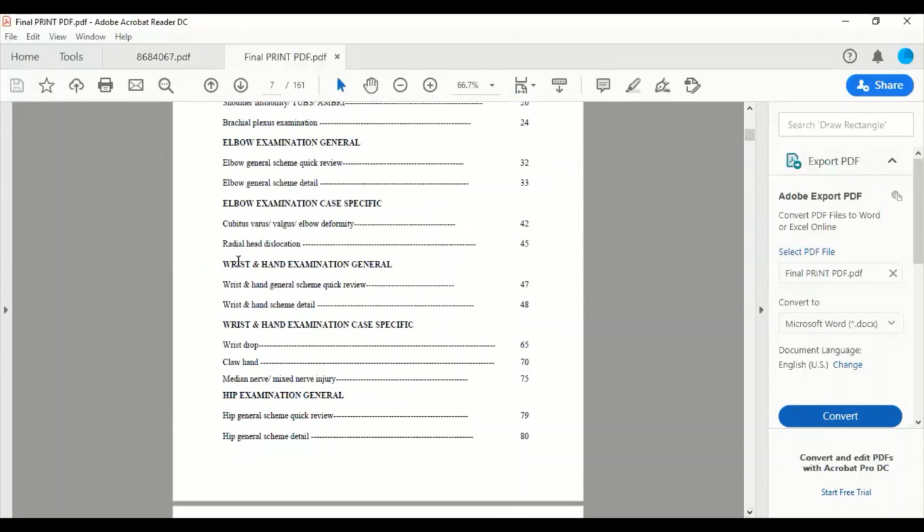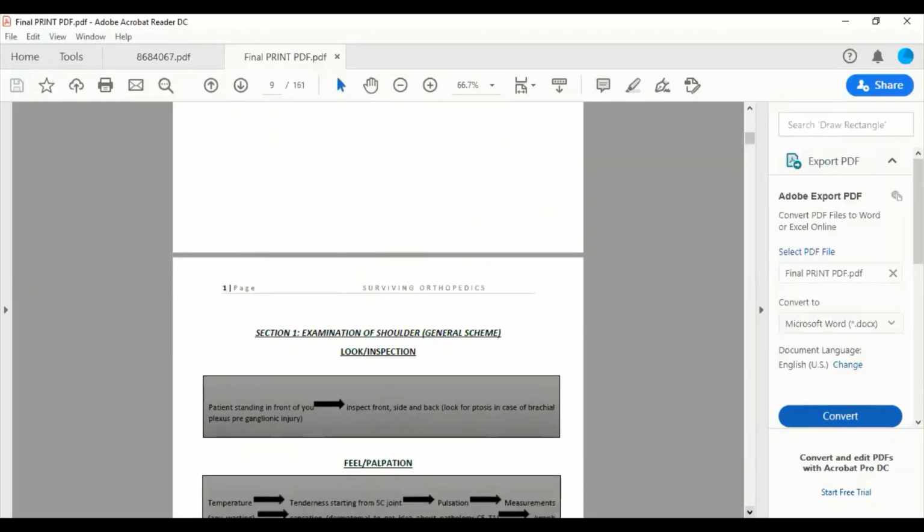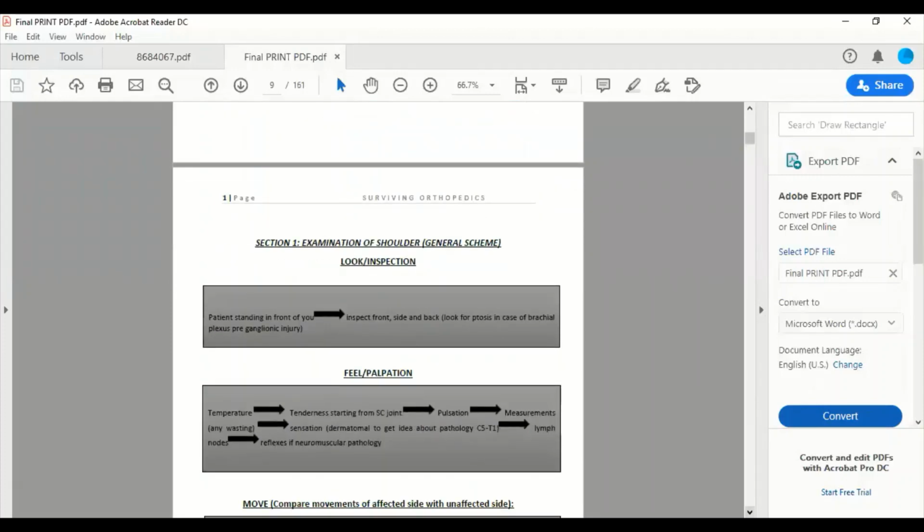Like this, there is a wrist examination. We have done the wrist examination general, wrist examination case specific, nerves, wrist drop, claw hand, median nerve. The thing which we have added in this book is the quick review schemes that are only one page and give you the clue what you have to do and what you have to skip to save your time. It gives you the best quick review at the bedside of the patient in the ward and while you're going to appear in the exam. First of all, I'll show you the first chapter, shoulder general scheme.